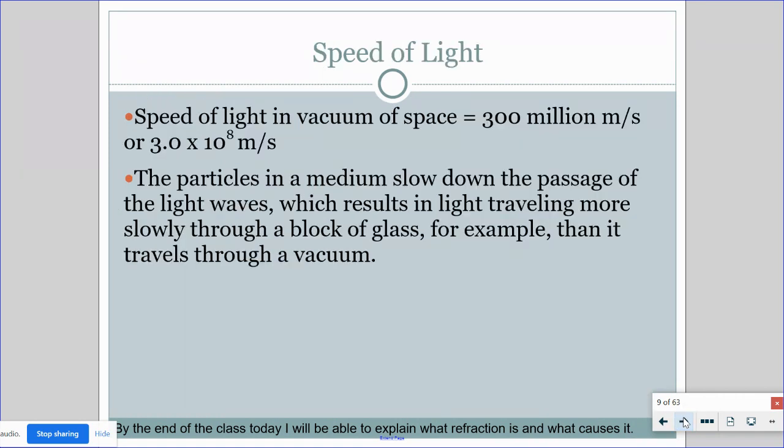So the speed of light in a vacuum of space is 300 million meters per second, or 3.0 × 10^8 meters per second. The particles in a medium slow down the passage of the light waves, which results in light traveling more slowly through a block of glass, for example, than it travels through the vacuum.